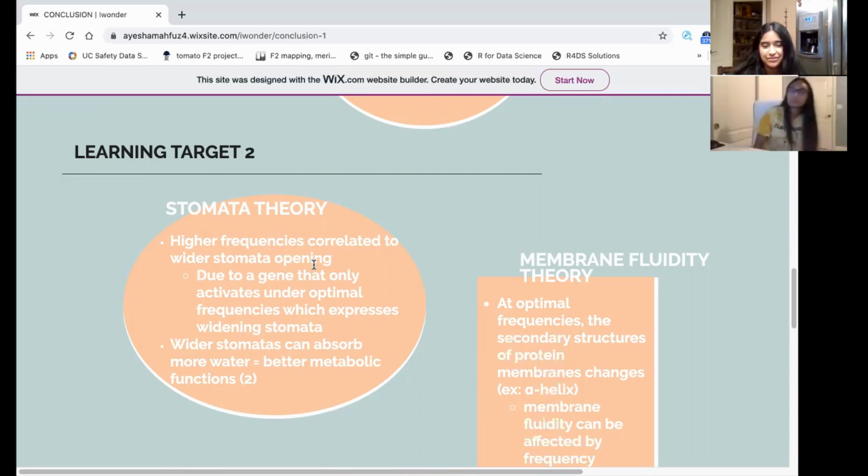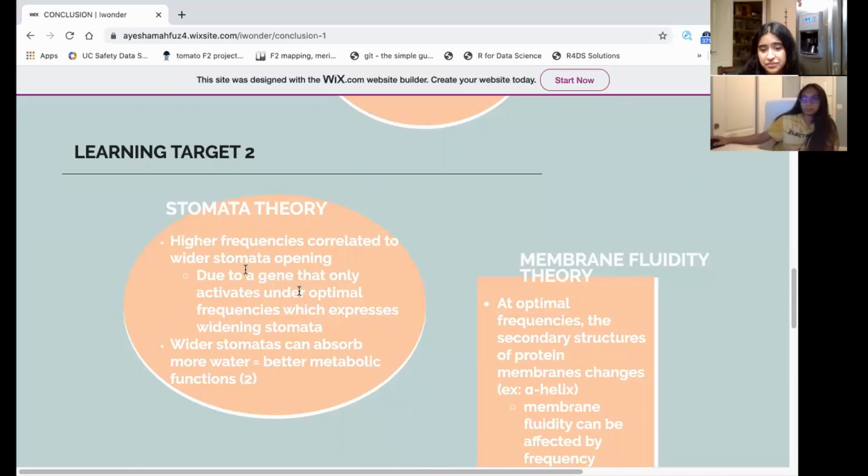So one of these is the stomata theory, and we know what stomata are. They do the gas exchange, they let water come in, they can also absorb some nutrients. So one theory is that at a certain optimal frequency or higher frequencies, a gene gets activated that can code for a protein that expresses this activity that can widen the stomata even more than it is. And a wider stomata can mean more water is coming in, more nutrients, and that can be really good for metabolic function, which could explain why they're growing more under optimal frequencies.